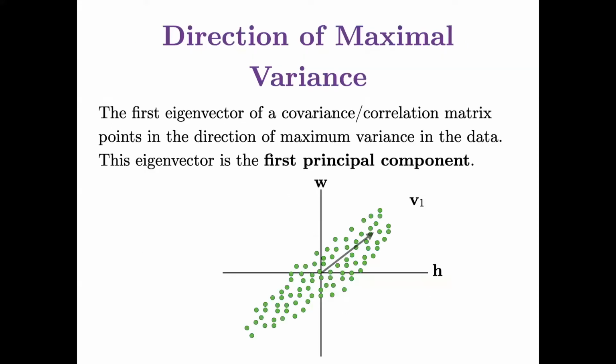The first eigenvector of either of these matrices points in the direction of maximum variance in the data. That eigenvector is the first principal component. Now, I say the direction of maximal variance, which would be that dotted line in my book. And the unit vector, V1, is the eigenvector.